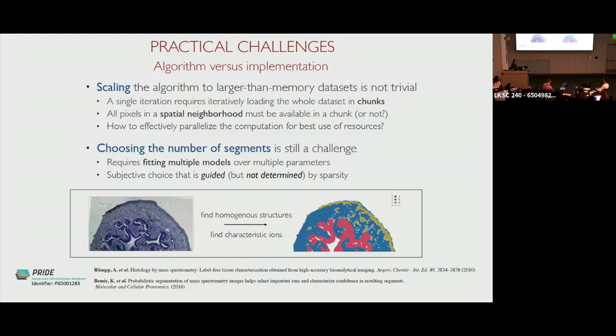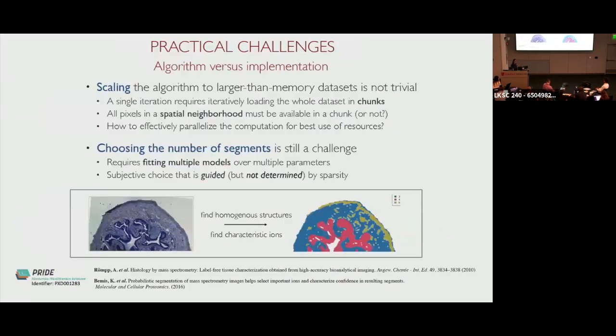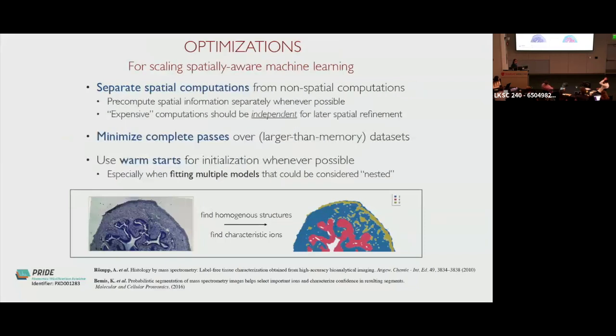Choosing the number of segments was still a challenge. We have this sparsity to help guide us along, but it still doesn't give us a deterministic answer on what is the most appropriate number of segments. So these are some of the challenges that were still present.